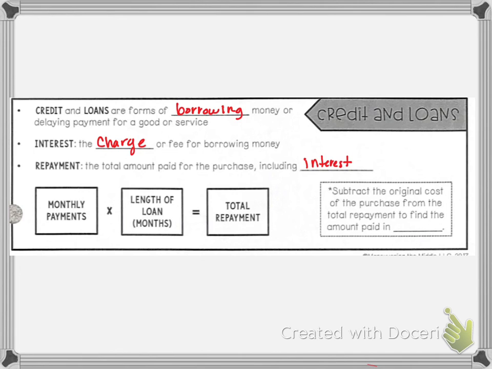Okay. So overall, monthly payments times the length of the loan will be the total repayment. Just because you borrow money doesn't mean that that's the money that you're going to owe. You also have the interest on it. Okay. So here on the side we have: subtract the original cost of the purchase from the total repayment to find the amount paid in interest, and that only happens if we have compound interest. If you are finding compound interest and you want to find the interest, you just subtract the original cost from the repayment.